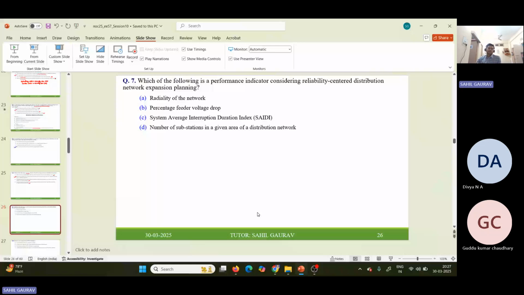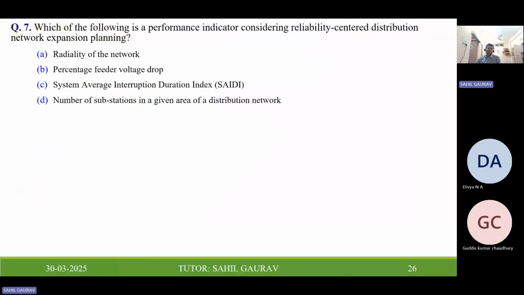So this one is the well known system average interruption duration index, by which you can tell how your approach, how your optimization solution improved the reliability of the network. So system average interruption duration index, SAIDI, is the correct answer.